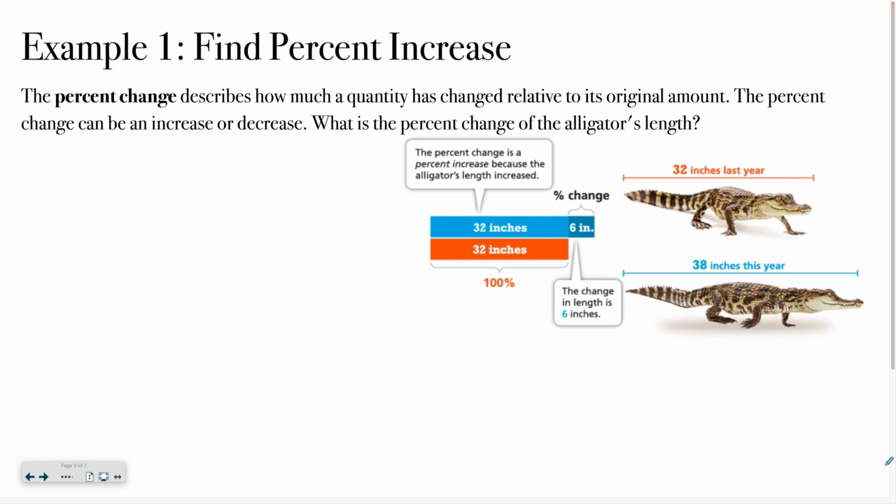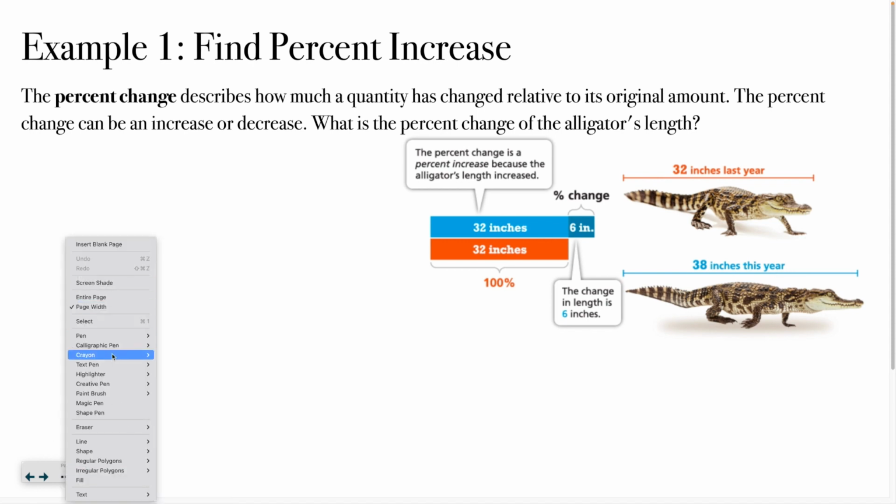Okay, so what is the percent change of the alligator's length? And if we look at this image, we have the very top one is 32 inches last year, is how long it was originally, and then this year its new length is 38 inches.